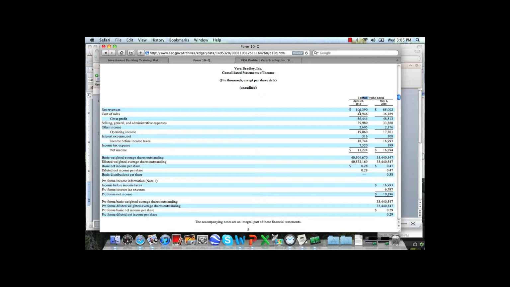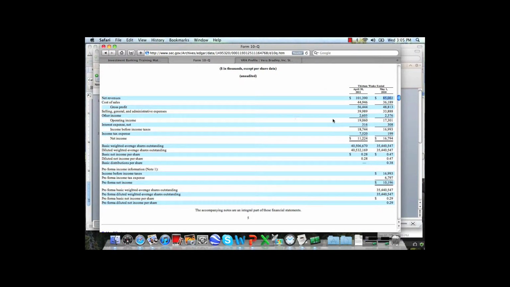But when we do our LTM, or our last 12 months calculation, we would use the revenue number that we got from the 10K. We would add the most recent corresponding data and subtract the previous. So in this case, it looks like we're going to add about 16 million to the year-end revenue to get our last 12 months revenue. And we would do something similar when we want to do EBITDA.